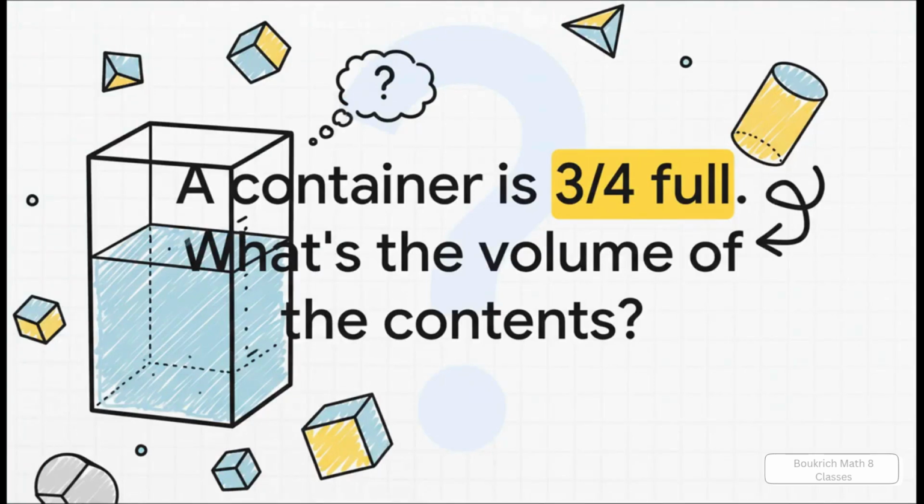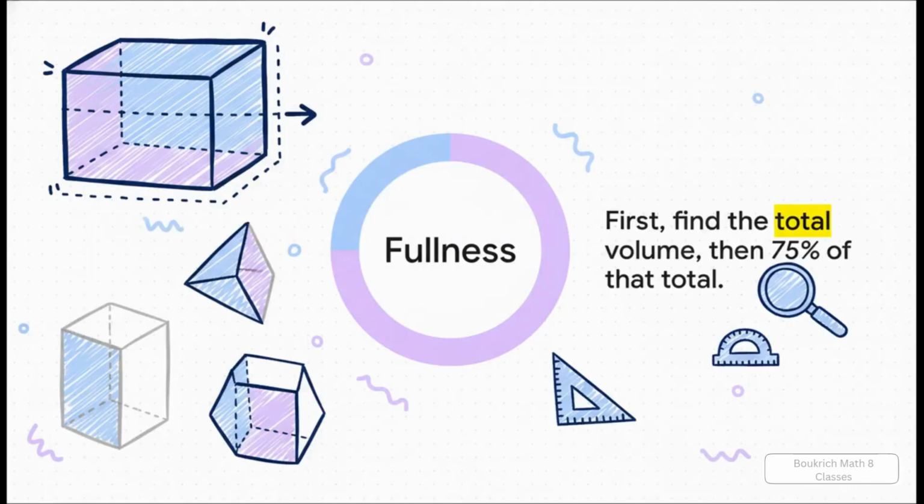We've got a container, but it's not completely full. It's only 3/4 full. This adds a nice little real-world wrinkle. We're not calculating the volume of the container itself, but the volume of what's actually inside it. The strategy here is actually pretty simple. First, we're going to use our rectangular prism tool to find the total possible volume if it were 100% full. Then we just need to find 3/4 or 75% of that total number.